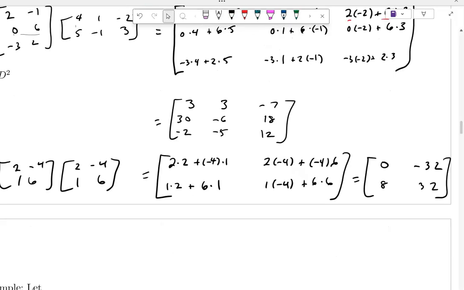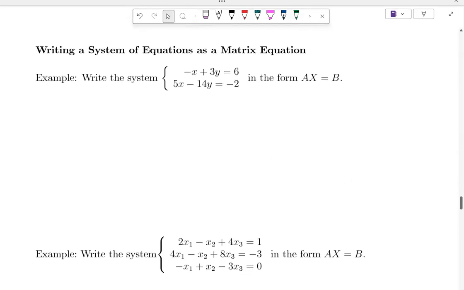All right. I'm going to leave the next couple for you for practice, and then I want to go on to the idea of writing a system of equations as a matrix equation. This is going to lead us into the next section. So the idea here is to be able to rewrite a system as a product of matrices equals another number.